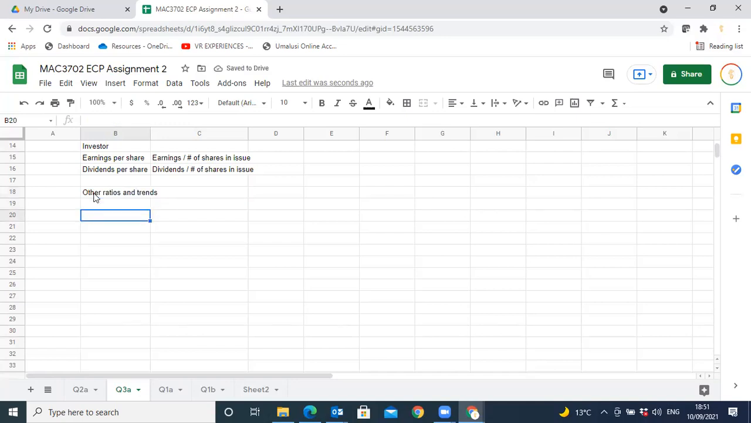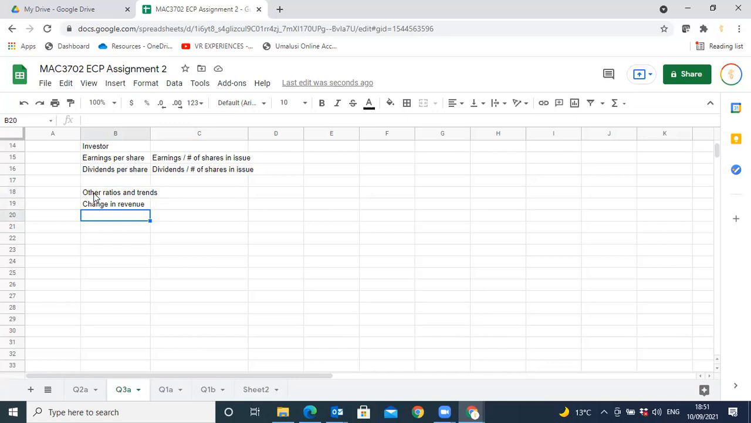For other ratios and trends, see what happened to revenue. What was the change in revenue over the 3 years? That would be some ratios as well as a trend. You see they gave us 3 financial years, so that means you can see trends for 2 years, right?